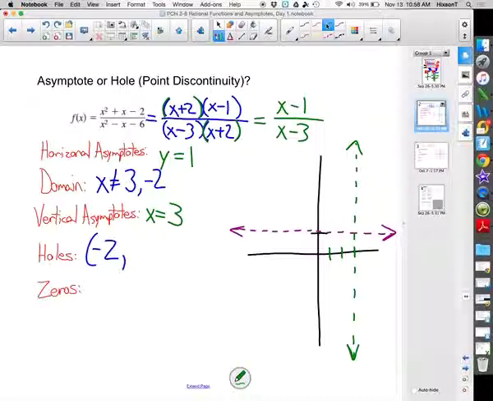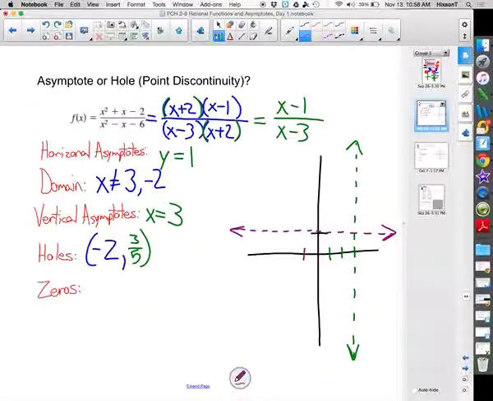Negative 2 minus 1 is negative 3. Negative 2 minus 3 is negative 5. So that's a positive 3/5. Okay? So the point (-2, 3/5) is a hole on my graph.